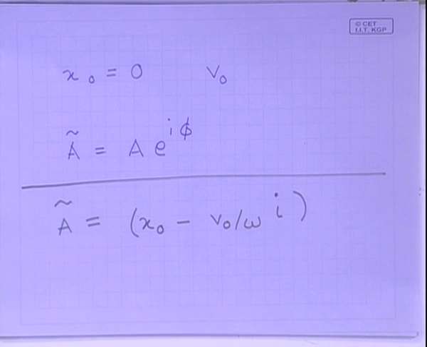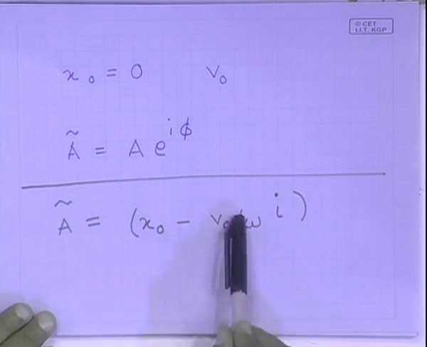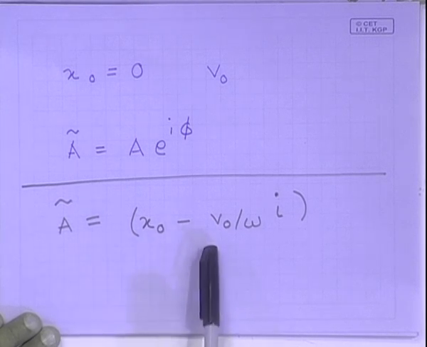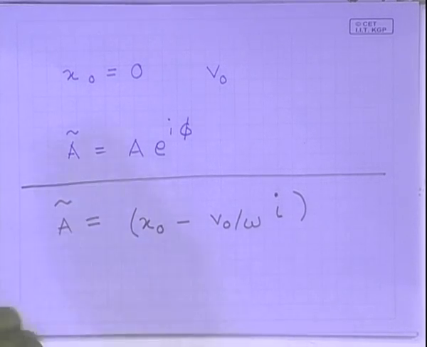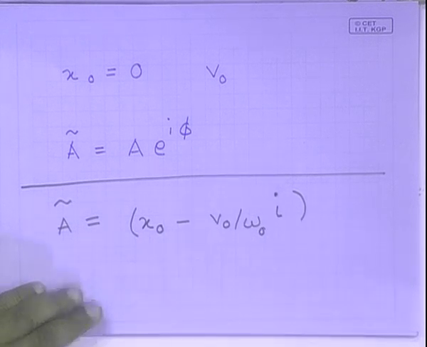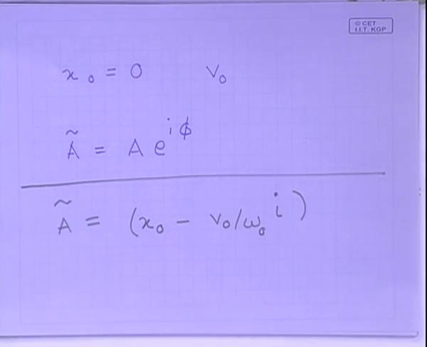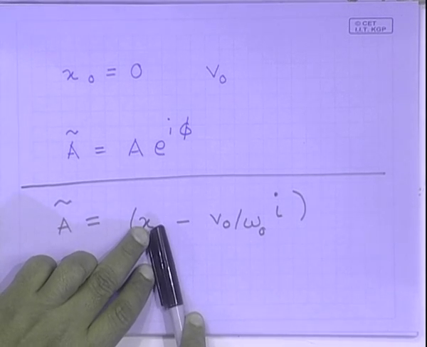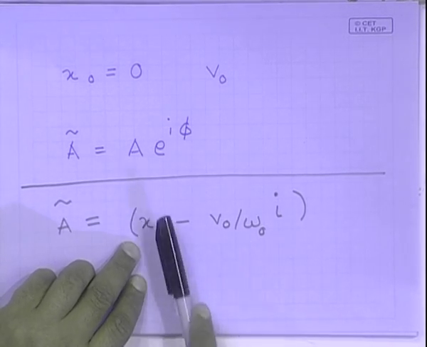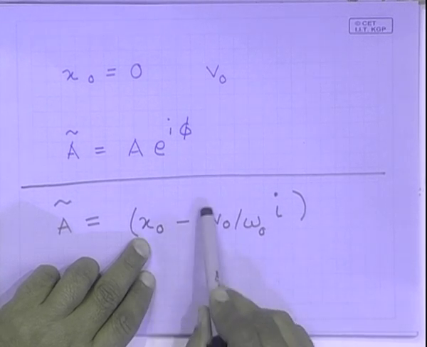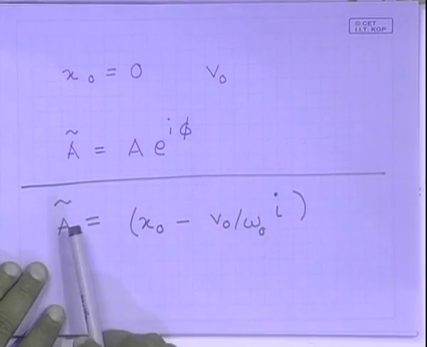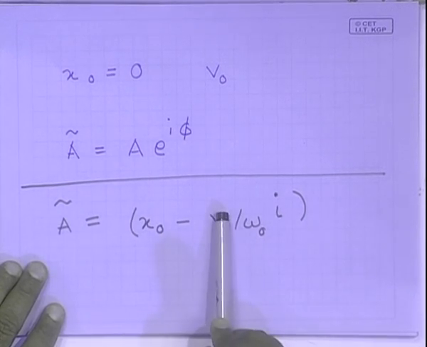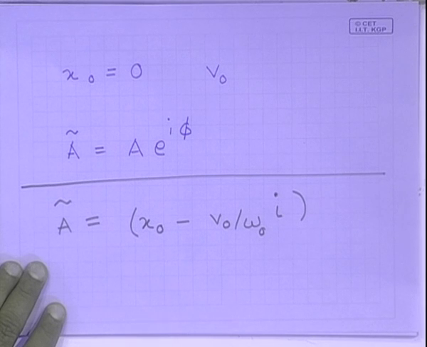A tilde is determined in terms of the initial position and velocity as shown here, x naught minus v naught by omega naught into i. This is for the undamped oscillator. So, if the oscillator is at rest to start with, is not displaced, has an initial displacement 0 and has a velocity only to start with, then this term is 0, the amplitude is totally imaginary. So, the phase is pi by 2.